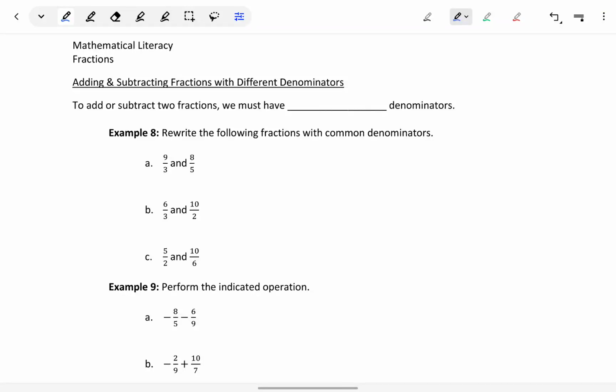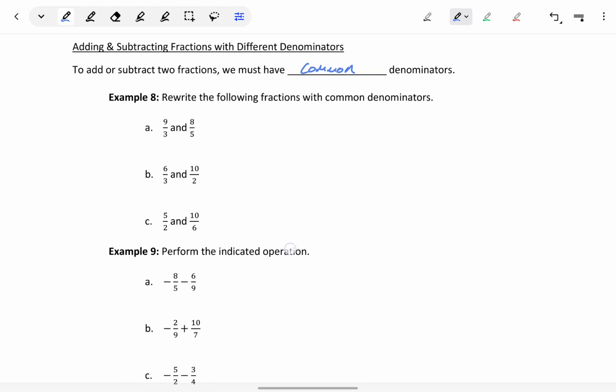In order to add or subtract two fractions, we must have common denominators. Which means now we're going to look at the second case for adding and subtracting two fractions, when we don't have common denominators. That means we're going to have to rewrite the fractions that were given without changing their value to get common denominators so that we can add them together.